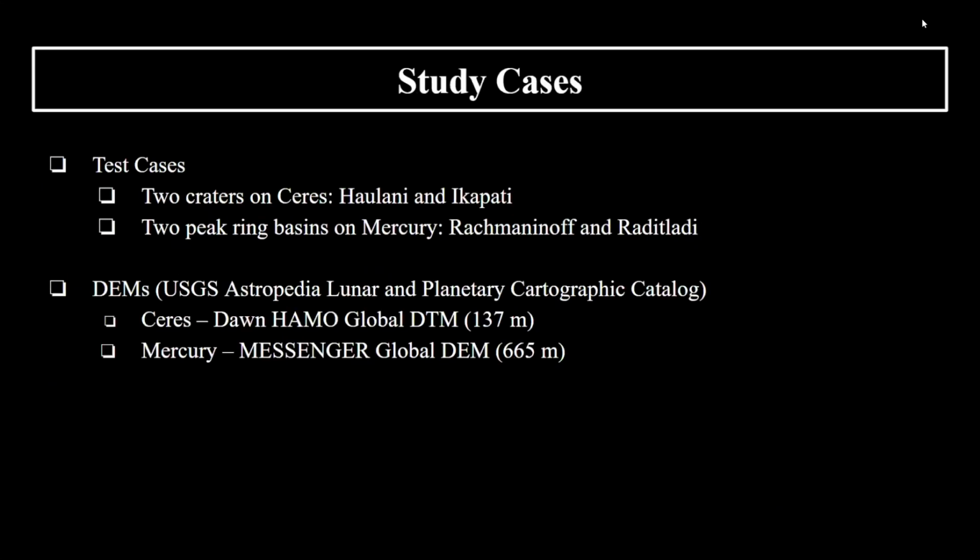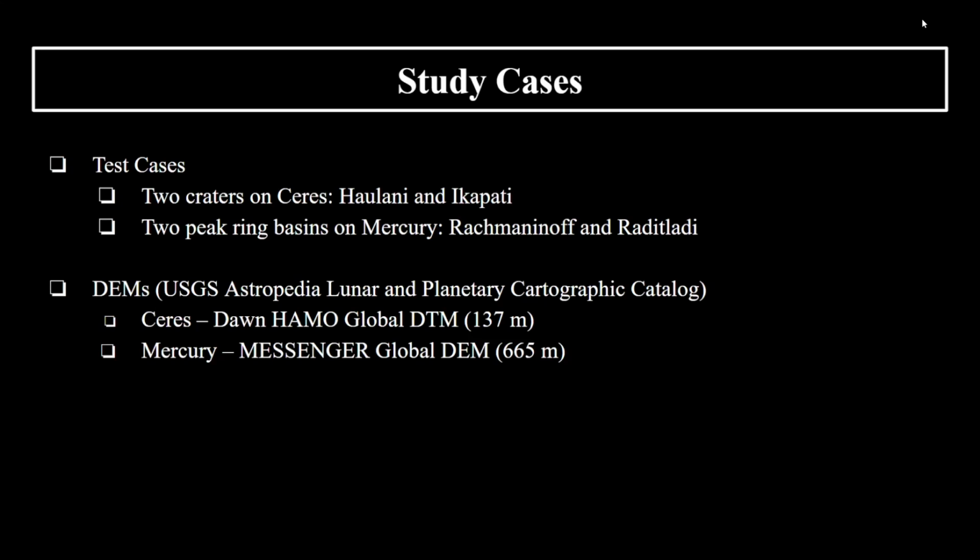I'll talk about the study cases. So as I mentioned before, this toolkit was developed just a few months ago, and we're still working on it. So for this presentation, we focus on case studies designed specifically to evaluate the current functionality of the toolkit. The test cases were developed in two complex craters, Haulani and Kupalo crater on Ceres, and two peak-ring basins on Mercury, Hakamani North Basin and Hadithalad Basin.